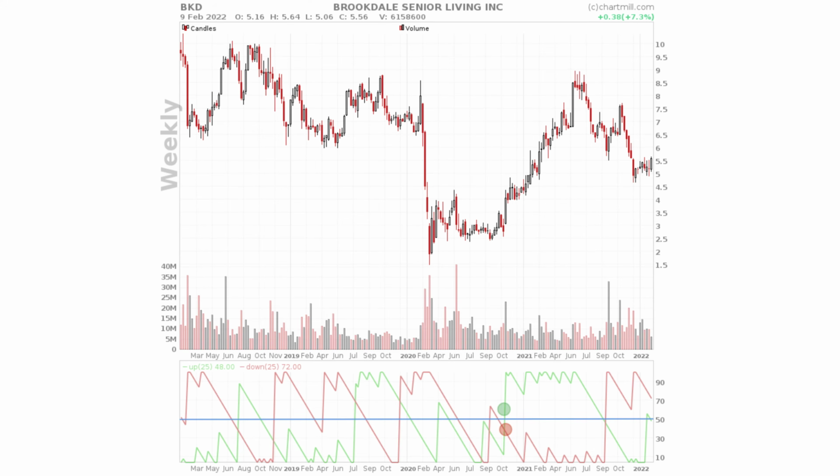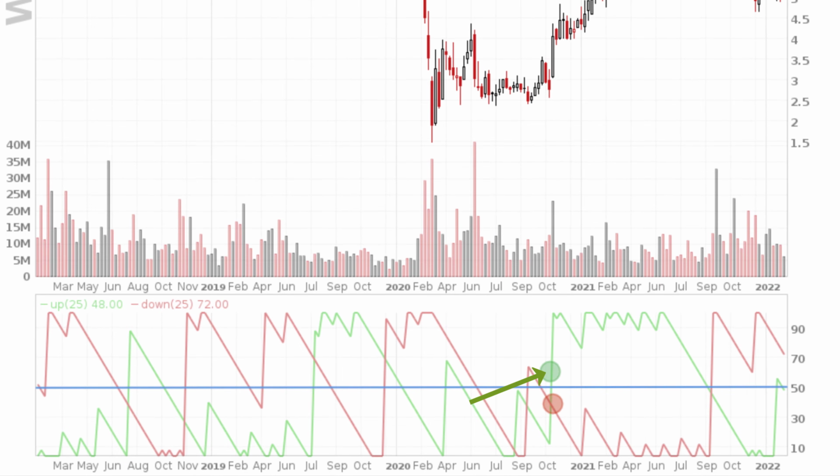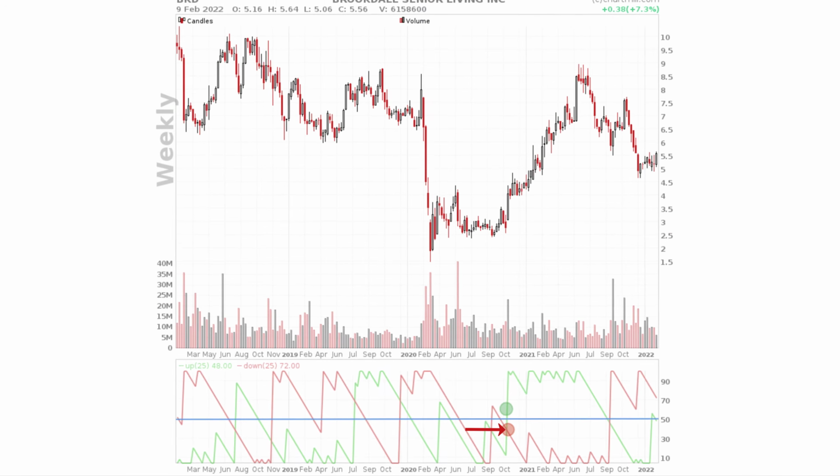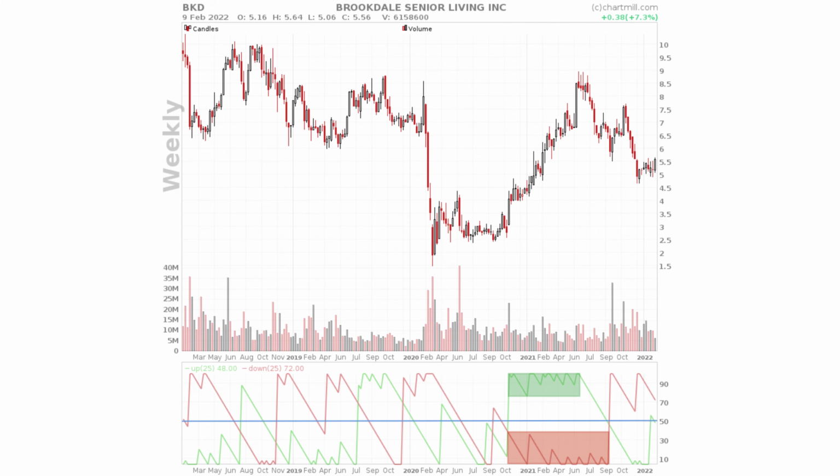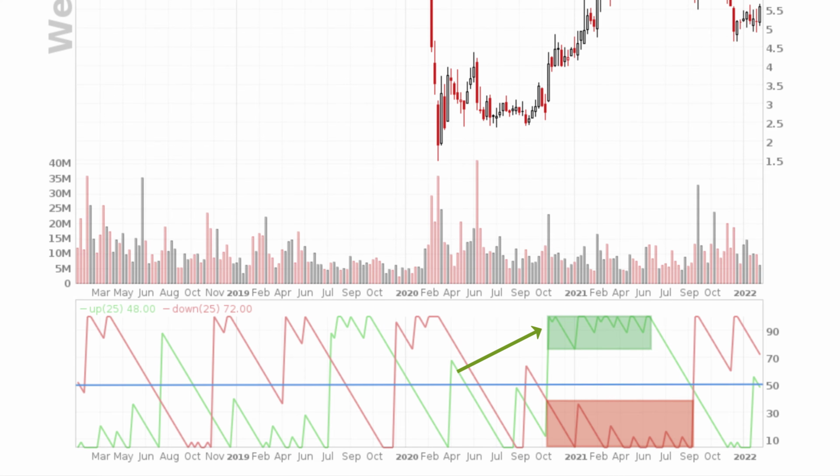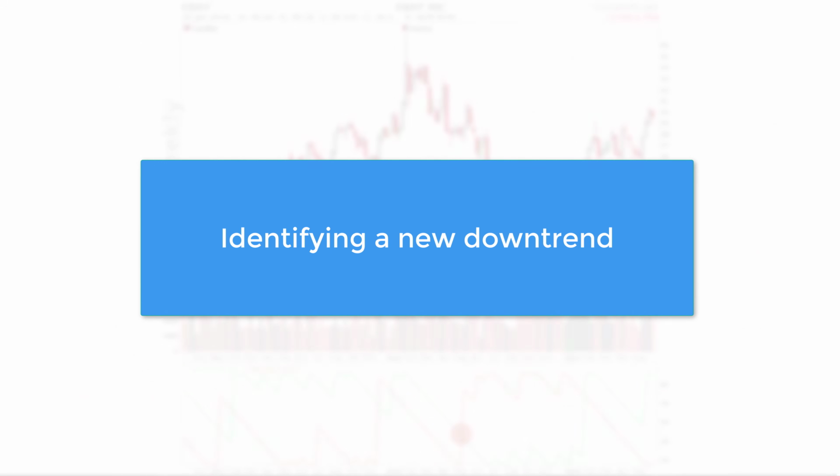This is then followed by an initial confirmation when the Aroon up is above 50 and the Aroon down is below 50. Finally, there is the last confirmation at the time when the Aroon up reaches the value of 100 while the Aroon down continues to quote low.